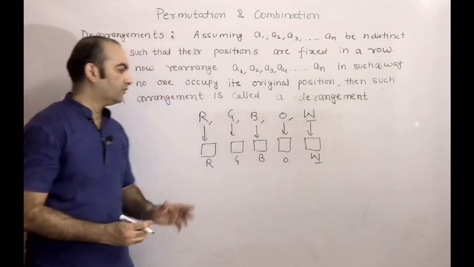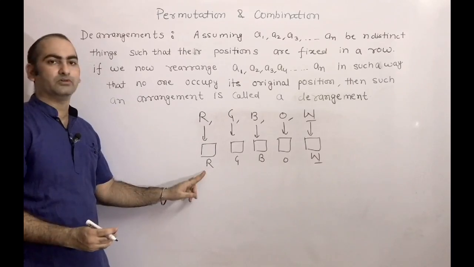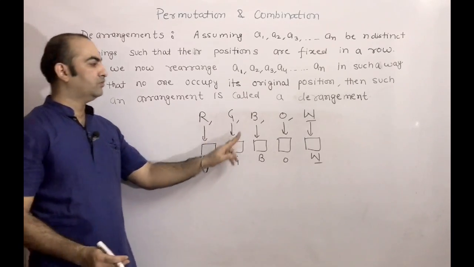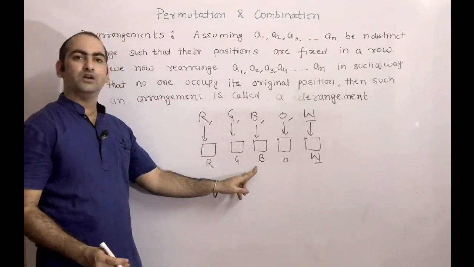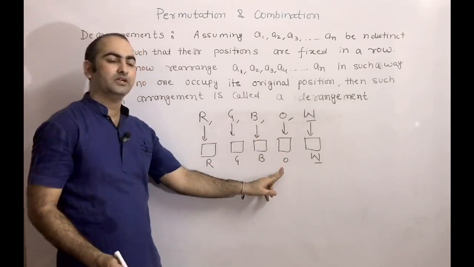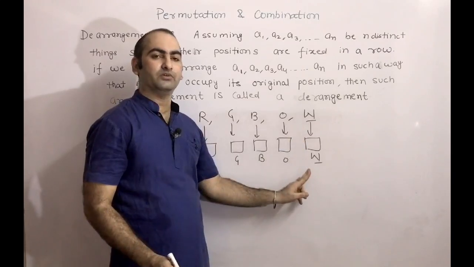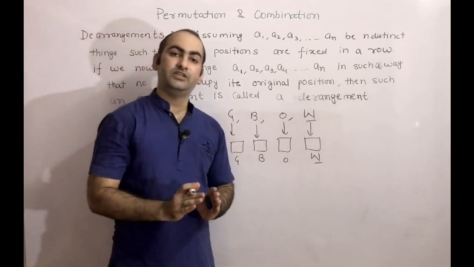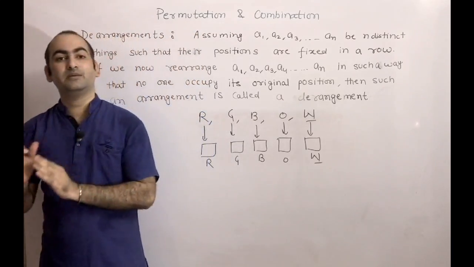That means the red ball should not go in the red box. Similarly, the green ball should not go in the green box, the blue ball should not go in the blue box, the orange ball should not go in the orange box, and the white ball should not go in the white box. So derangement is an arrangement in which none of these 5 balls goes in the same color box.